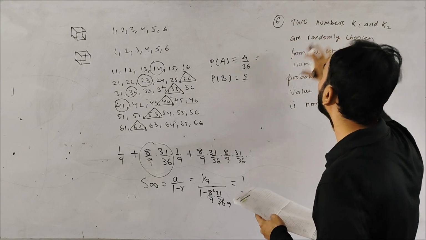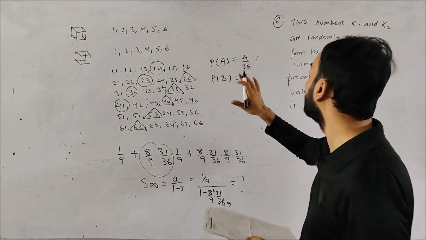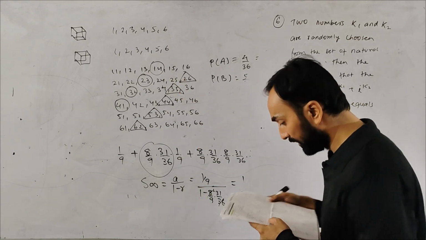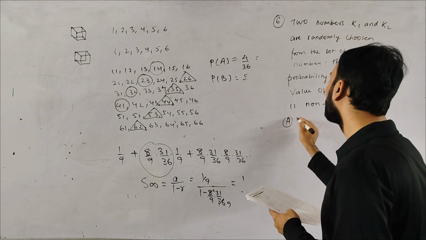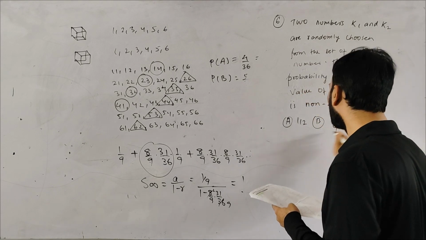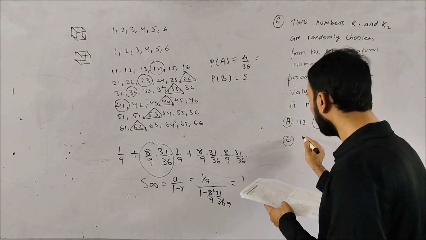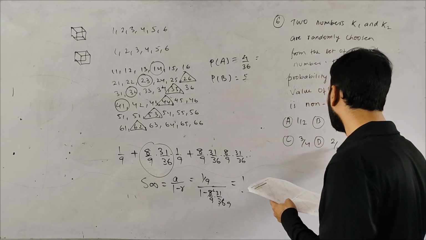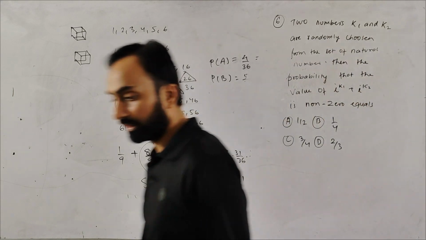And what are K1 and K2? K1 and K2 are randomly chosen from the set of natural numbers, right? So anything from 1 to infinity. Just see, the options are: A is 1 by 2, B option is 1 by 4, C is 3 by 4 and D is 2 by 3. Now just see how we can proceed.